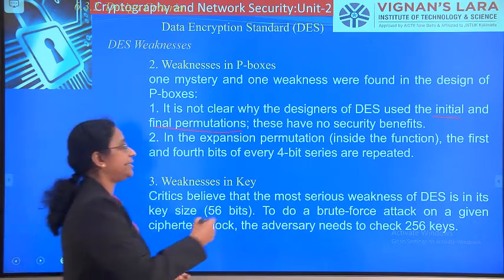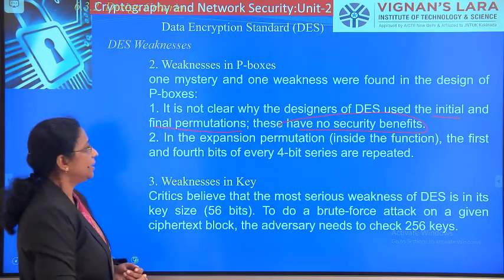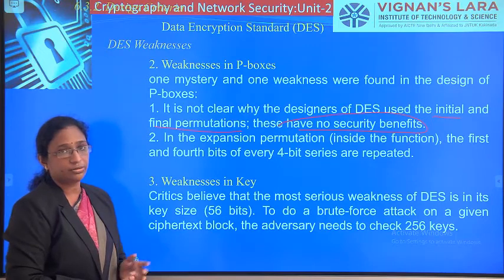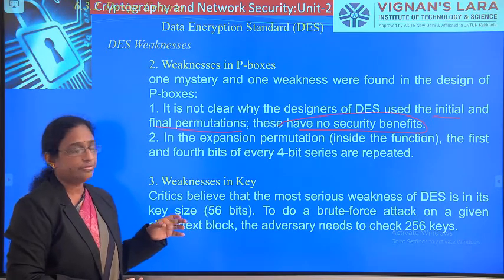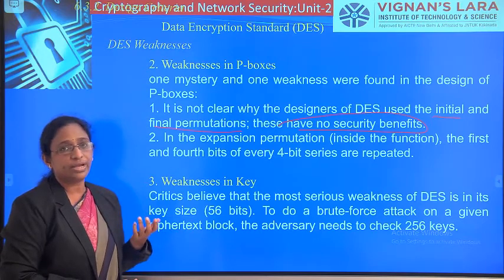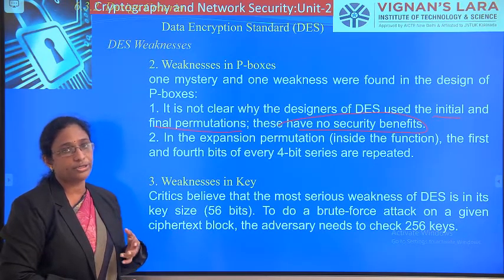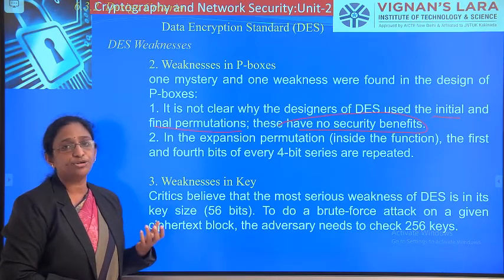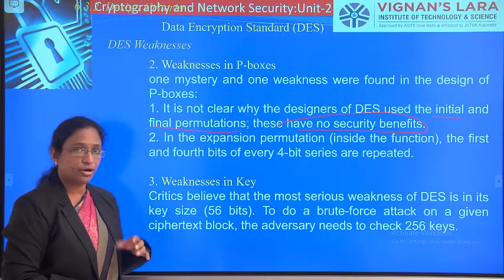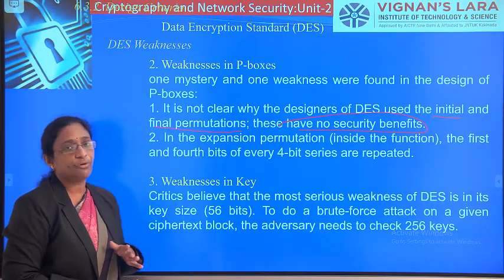So it is like providing no security benefits. And the second weakness is in the expansion permutation. In the function f we are using the expansion permutation, where the right 32 bits are expanded to 48 bits.